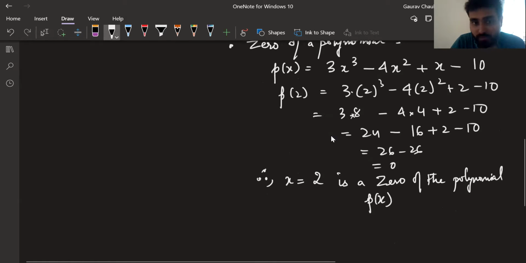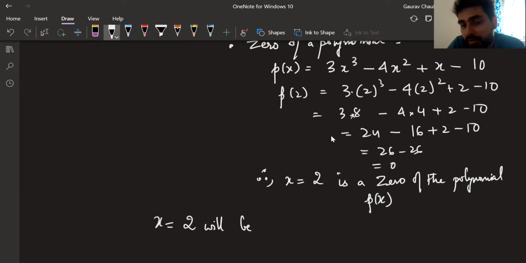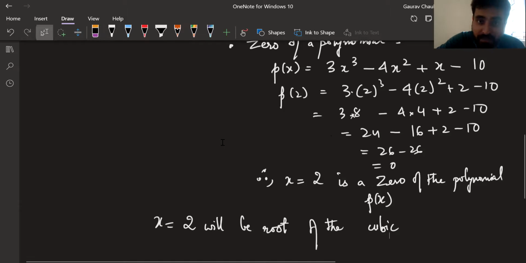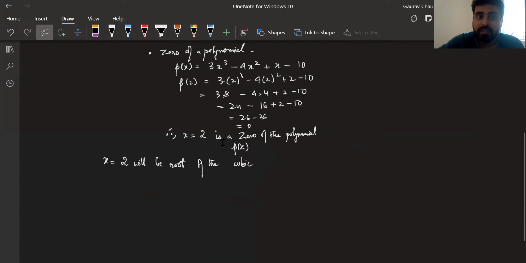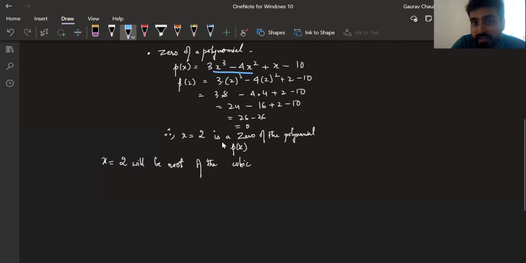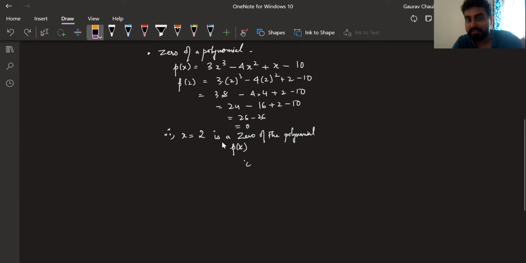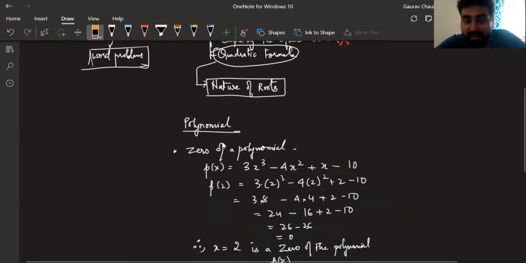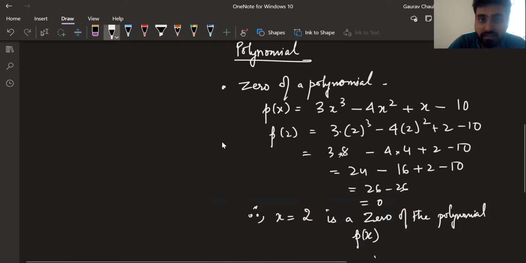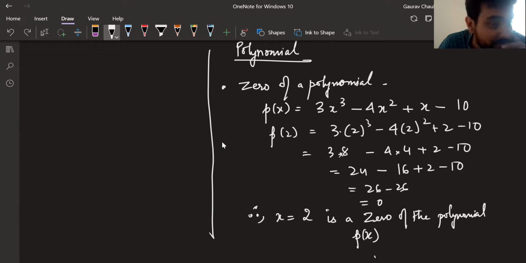But x equal to 2 will be a root of the cubic equation. If I take the same polynomial and make an equation, when I'm talking about an equation and not about a polynomial, then it will be called a root. That's the difference. That's the mistake which I have made, and that will be the change here. So here I'm going to write equation. It can be any polynomial equation.